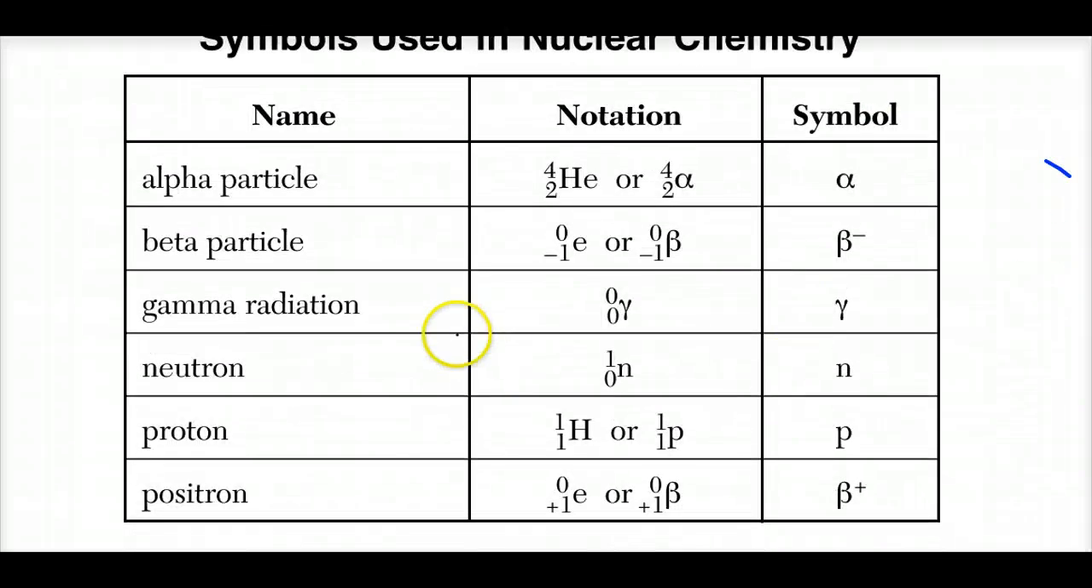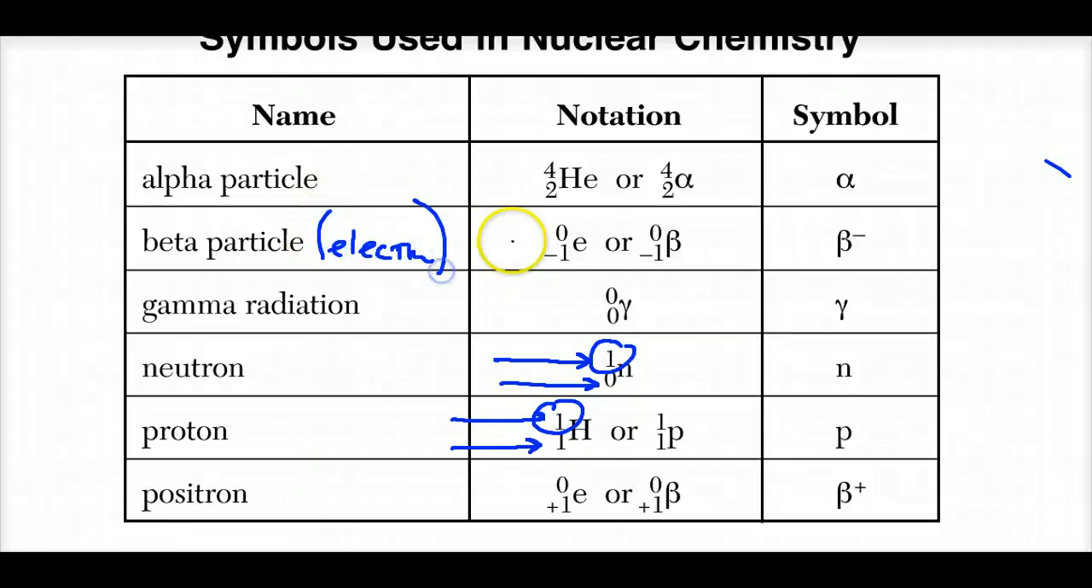If you forget, neutrons have a mass of 1, that's the mass number, and they have no charge. Protons have a mass of 1 and a charge of 1. So you can see that neutrons and protons have the same mass. Now they don't write it here, but this used to say electron.